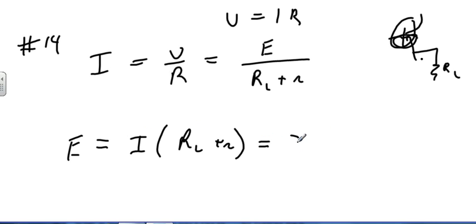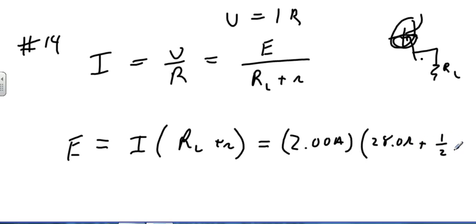So I got 2 amps, but I have it to 2 significant digits, and I have resistance of 28.0 ohms and a half ohm. And I have 3 significant digits everywhere. So what is 2 times 28.5?